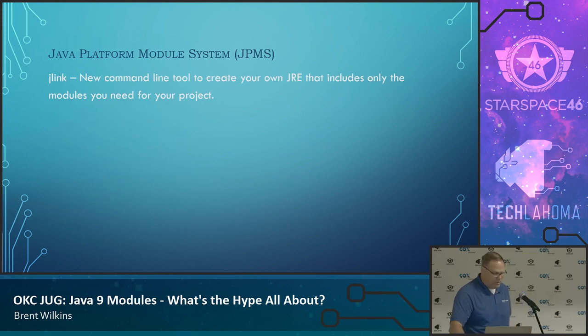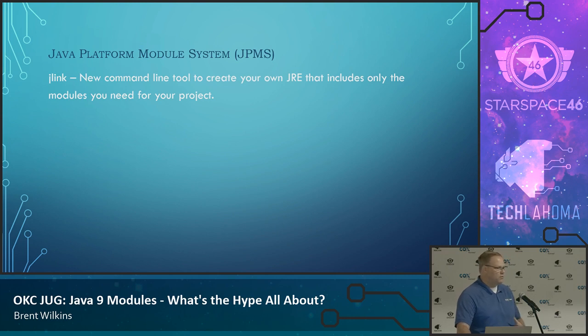And then a new command was added called jlink. jlink is where they really got their scalability, all the scalability that they were trying to add into the system. It allows you to create your own JRE, basically. So you can limit everything in the JRE down to just what you need to run your application. This is really good for a lot of the smaller mobile platforms.